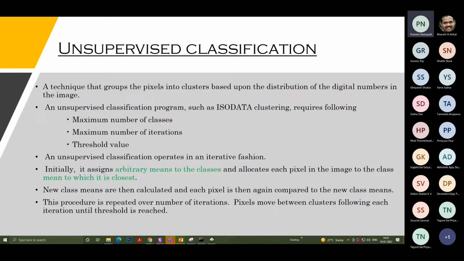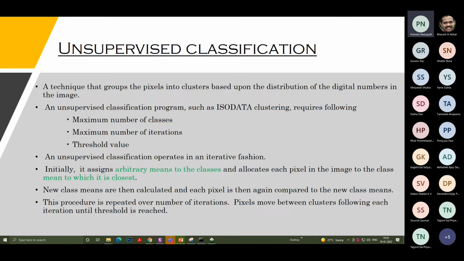However, how it happens in unsupervised classification, so it just groups the pixels. Such as ISODATA clustering, it requires a maximum number of classes. Then it requires a maximum number of iterations, and it iterates till the threshold value is achieved. So initially it assigns an arbitrary mean to the classes, and it groups all the pixels on the image to the class whose mean is closest. Once it is grouped, again it goes and assigns the means, they are recalculated, and again each pixel is put into the new class means.